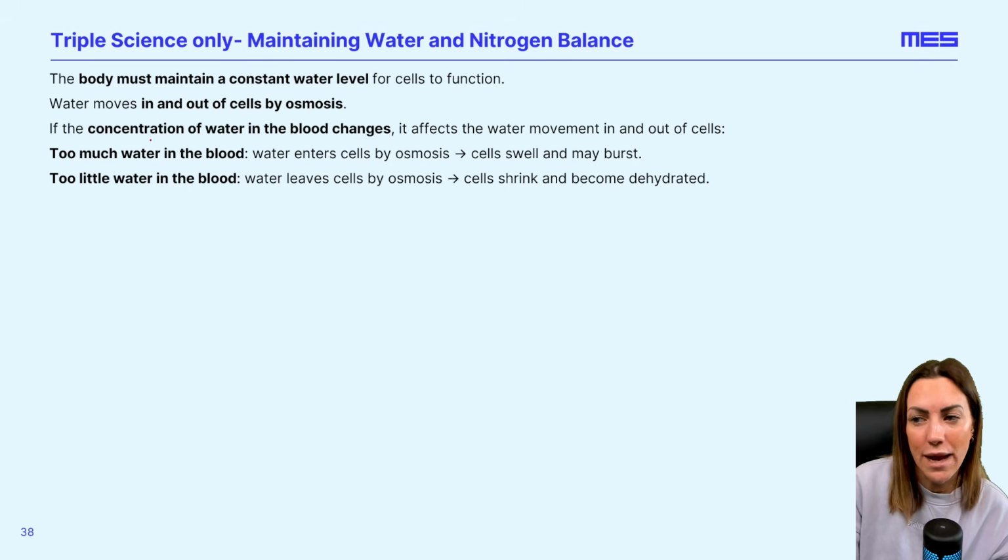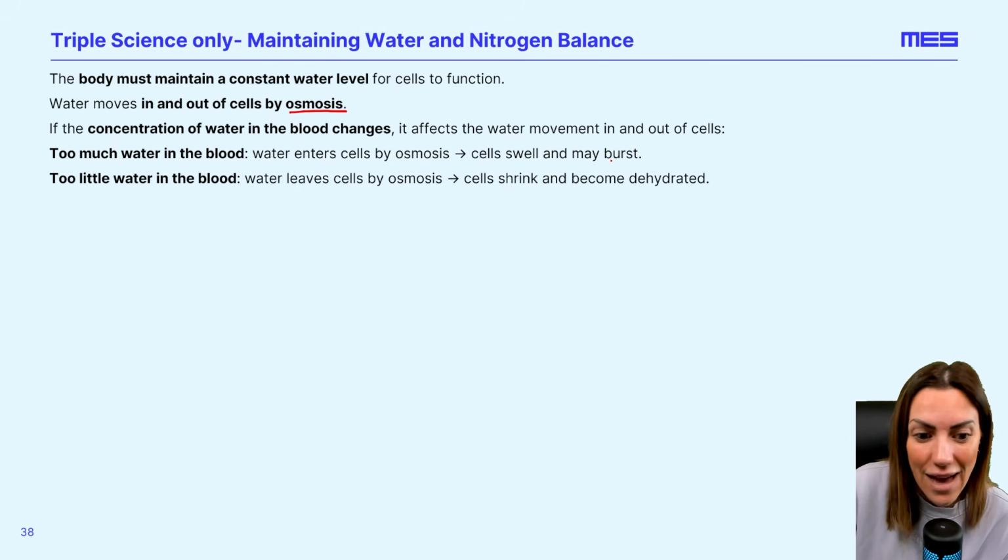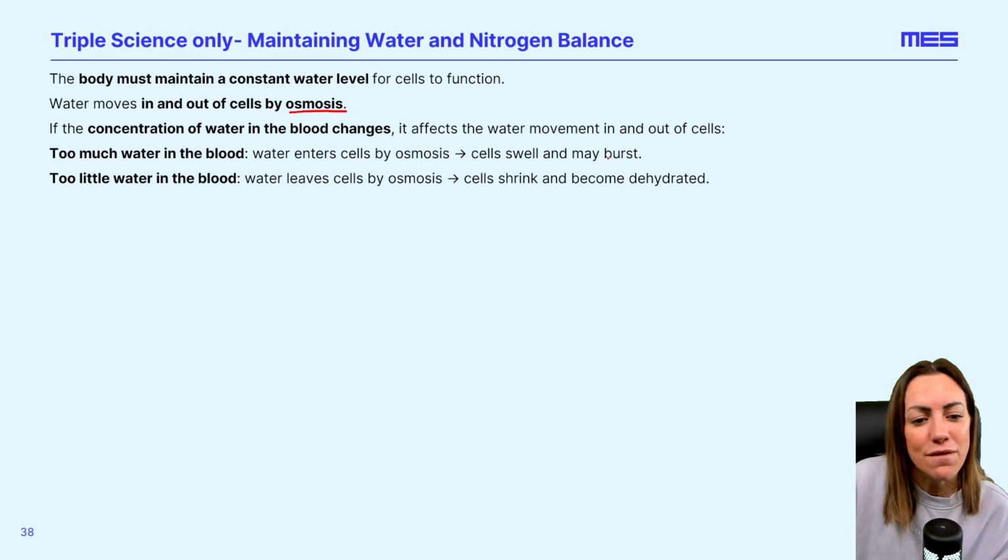Now, you should know from paper 1 that water moves in and out of cells by osmosis. If the concentration of water in the blood changes, this would affect the movement of water in and out of cells by osmosis. So if you had too much water in your blood, so your blood was too dilute, water would enter your cells by osmosis and your cells may swell and burst because they're animal cells, they don't have cell walls.